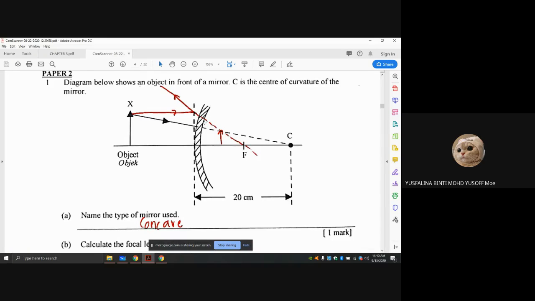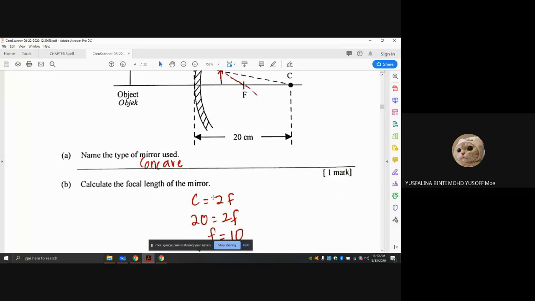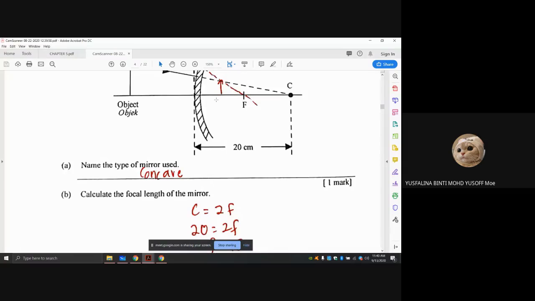Calculate the focal length of the mirror. From here to here is C, and C is equal to 2F. C is 20, already given in the question. So 2F equals 20, and F is 10. Just divide. So from here to here is 10 cm, and from here to here is 10 cm, so the total is 20.